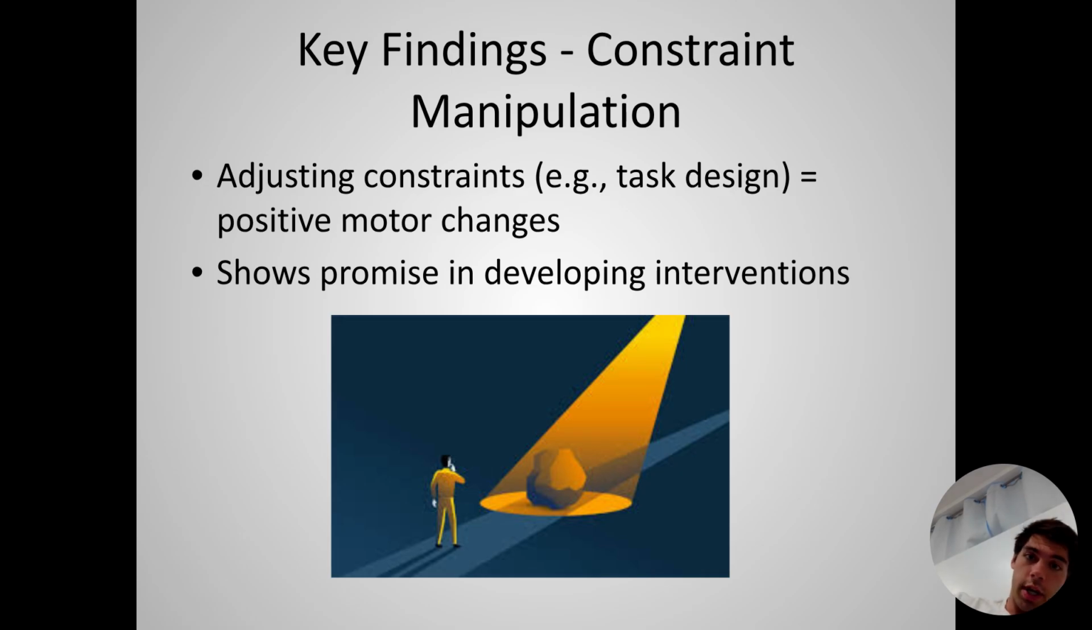So here were the key findings from these articles. Adjusting the constraints in this scenario, task design, or what the person was having to do, saw positive motor changes. If you break it down for them and you show a purpose and you show it one step at a time, they're then able to approach the problem more readily and complete it. That was one excellent finding, that manipulating the constraint of the task worked, but they also found the environment to be impactful as well.